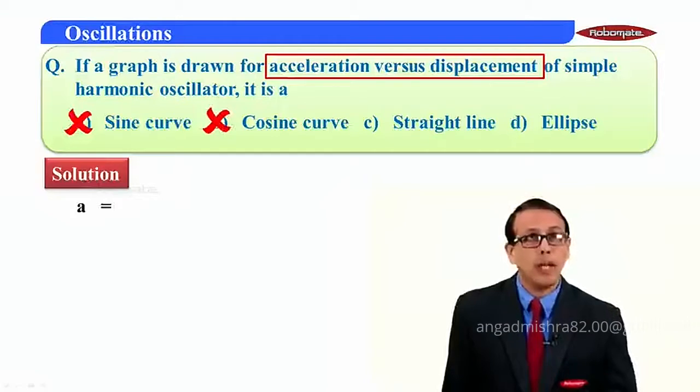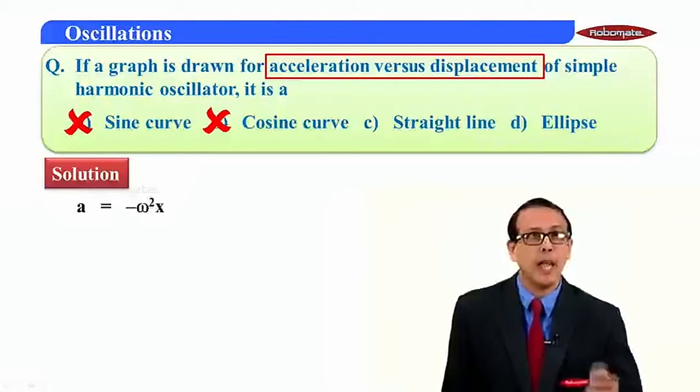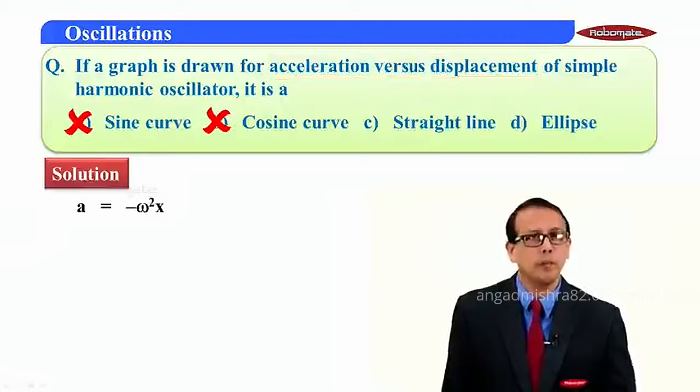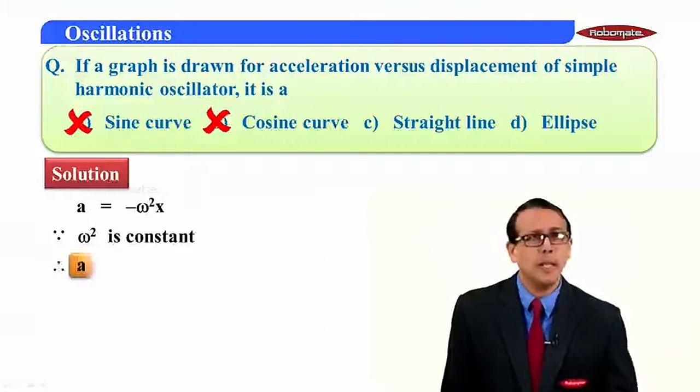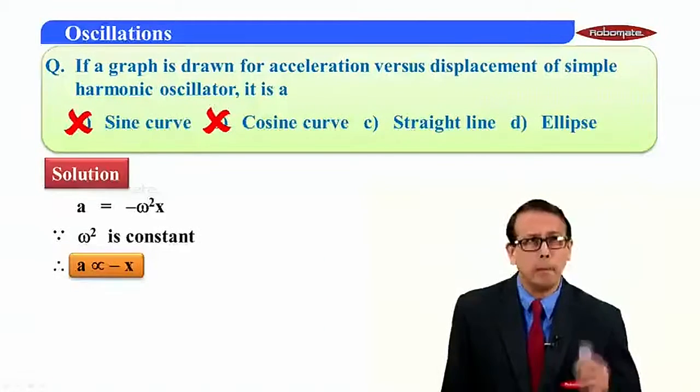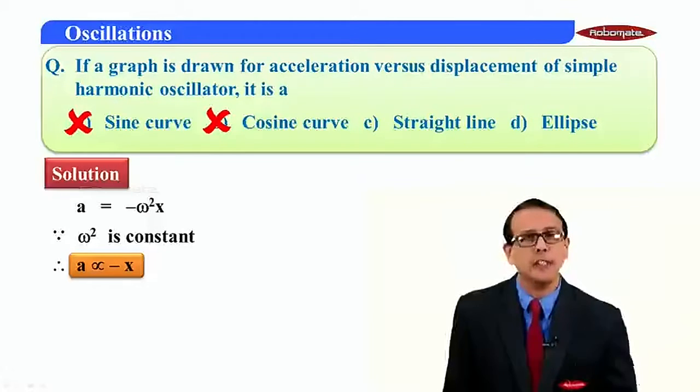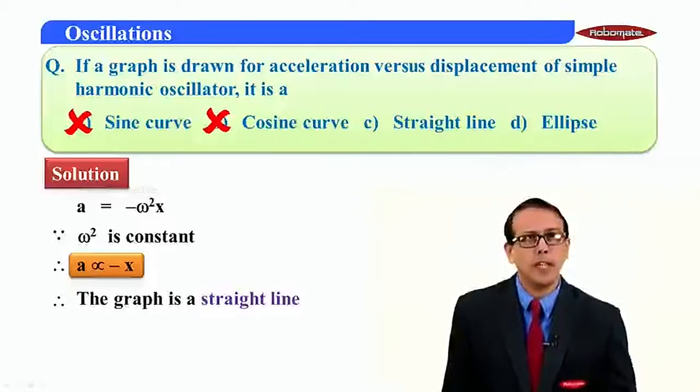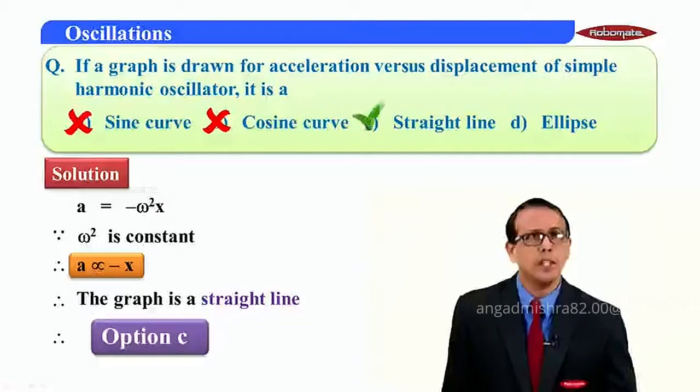Now, whenever the graph is asked, first of all, we should know the relation between the two terms. The relation between A and x in SHM is acceleration is minus omega square x. We know omega square is constant. Therefore, students, it can be written as acceleration is directly proportional to minus x. We know in mathematics, when one quantity is directly proportional to another quantity, the nature of graph always is a straight line graph. Therefore, the graph has to be a straight line, which is nothing but option C, students.